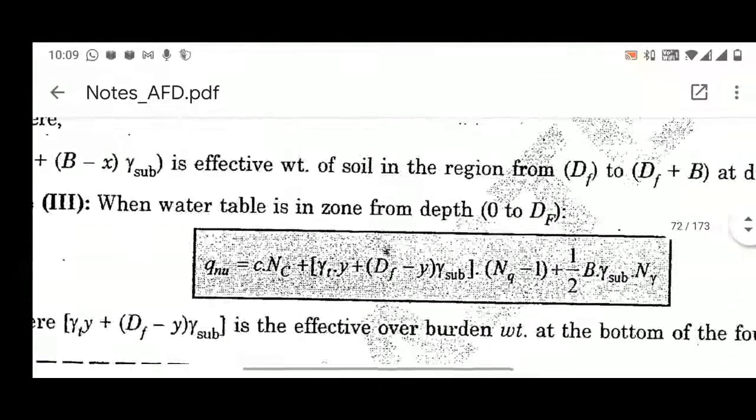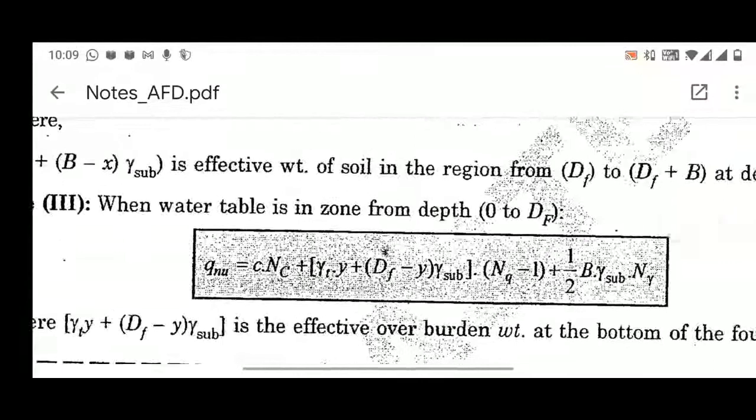Okay, so the modification will be in this way. Q net ultimate will be C into Nc plus gamma t into y. What is this y? y is the depth from the ground surface to the location of the groundwater table, and Df minus y is the distance from the water table to the footing base. This term will be multiplied with gamma submerged, because the unit weight is in the submerged state.